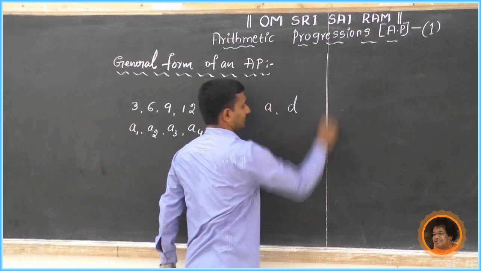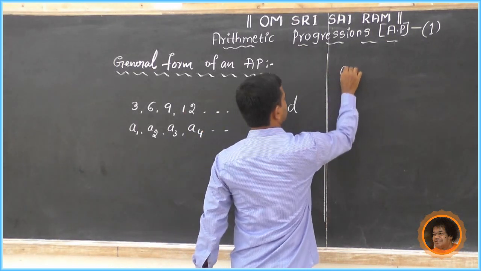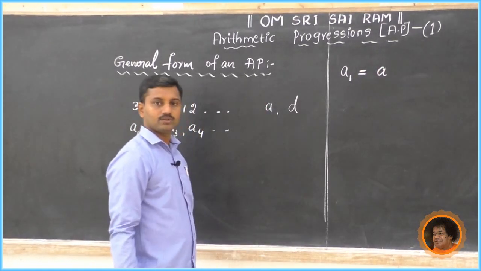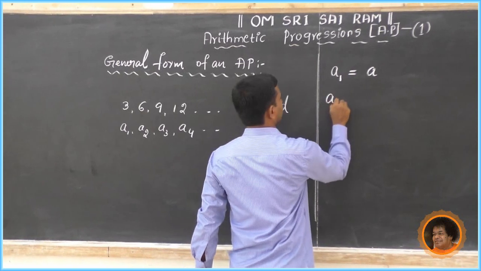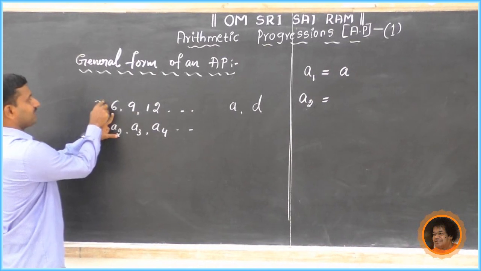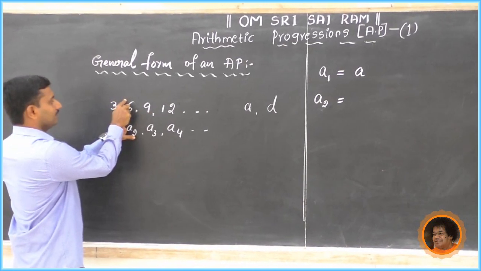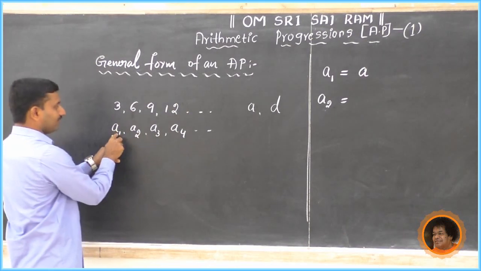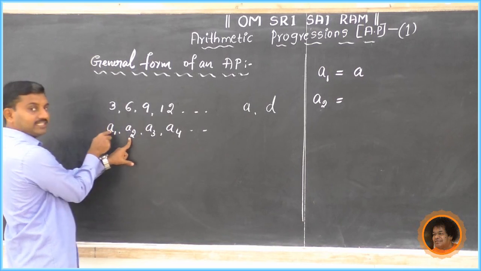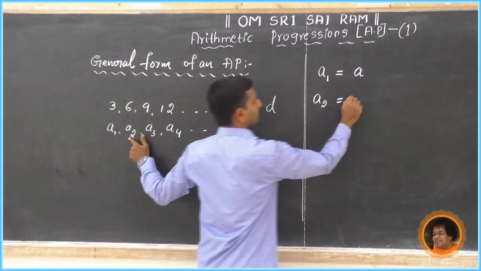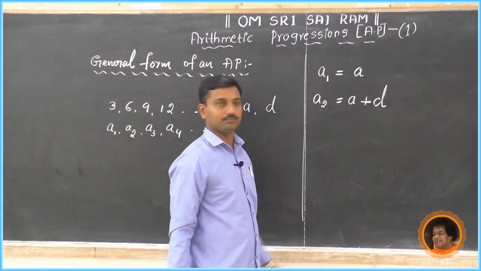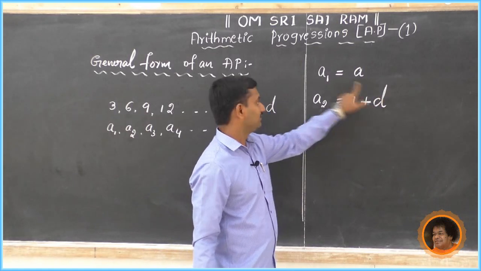So how to write the first term? In the general form, the first term is A1. A1 means first term A. What about the second term? Second term A2. How to obtain the second term? By adding the fixed number, that is the common difference. So here A1, A2, how to get A2? By adding the fixed number to the preceding term A1. A2 means A plus D. So this is the second term. First term plus common difference is equal to second term.